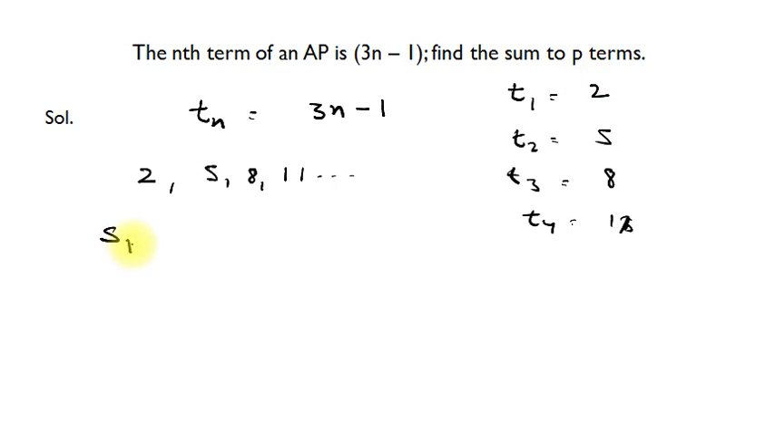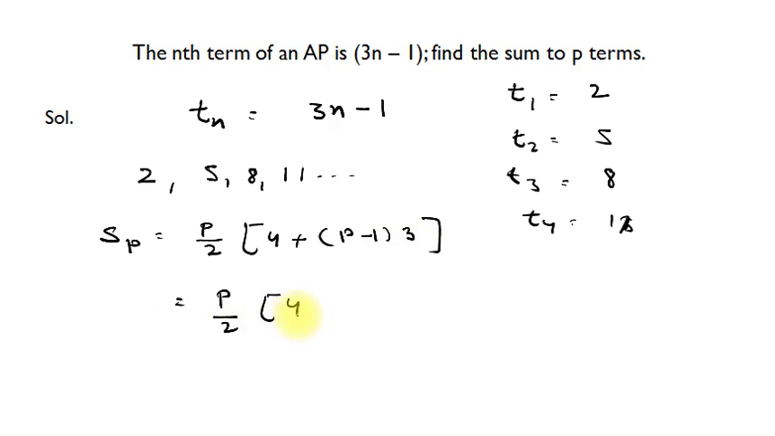So Sp is equal to p over 2 into 2 into a, a is 2, so 4, plus n minus 1, so here p minus 1, into d, the common difference between consecutive terms, that is 5 minus 2, that is 3. So Sp is equal to p over 2 into 4 plus 3p minus 3, and we get p by 2 into 3p plus 1. So in this question, Sp is equal to p by 2 into 3p plus 1.